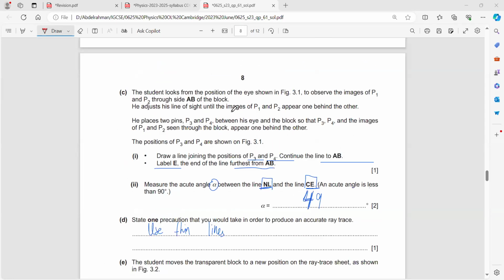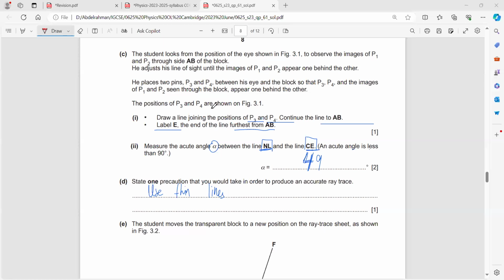Okay, and then he will tell you again. He keeps on telling you what to do. Now I have positioned pins P3 and P4. I draw a line through the positions of P3 and P4. Continue the line to AB. Draw or label E at the end of the line furthest from AB.